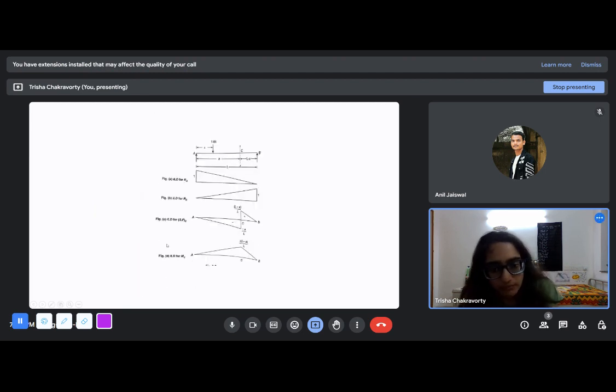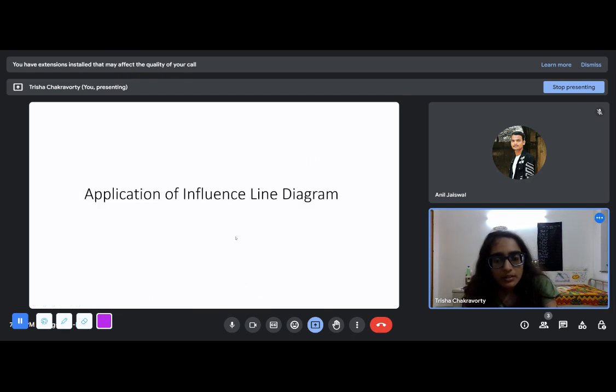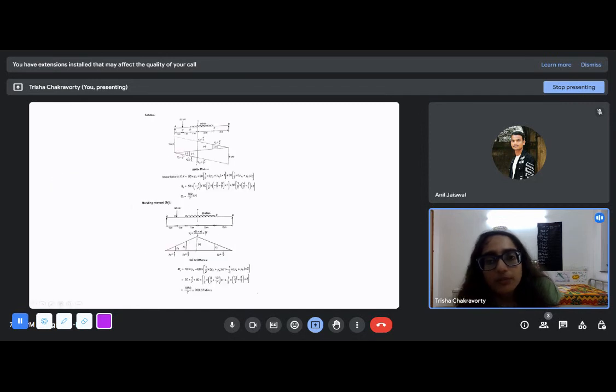We know that at a section A from one end, the ILD of the shear force diagram looks like this. This ordinate will be (L minus A) by L, and this will be minus A by L. So now you draw the influence line diagram. You substitute the value of A as 3 and the value of L as 7, so this will be 4 by 7 and this is 3 by 7. Just adding this magnitude, you get 1, which I said, that there will be a jump of 1 kilonewton in the ILD. You have just drawn the ILD so far.